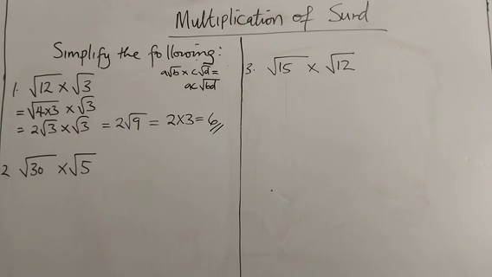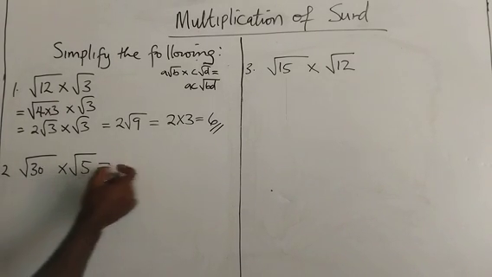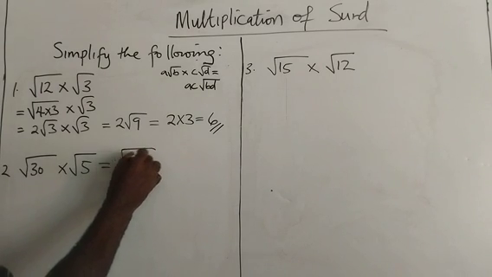Going to the second question. Root 30 times root 5. You cannot simplify 30. Rather, do the multiplication first. If you're having any problem with simplification of surds, I will advise you to look for the video on simplification of surds. That will help you to know how to simplify surds. Now, 30 times 5 will give you root 150.